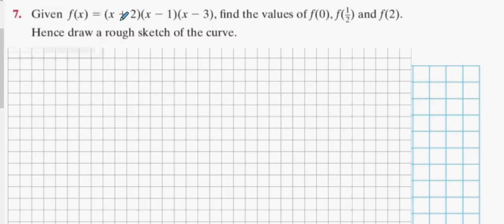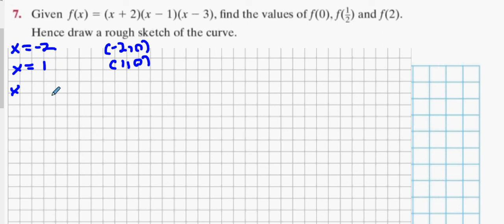So, I see 3 points already. Here are the 3 points I'm familiar with. I think minus 2, 0 will be a point. How do we know that? If x plus 2 is a factor, x equals minus 2 is a root. What about the next one? X equals 1, so that'll be the point 1, 0, and then x equals plus 3, and that'll be the point 3, 0. I already know where it crosses the axis in all 3 cases, okay?